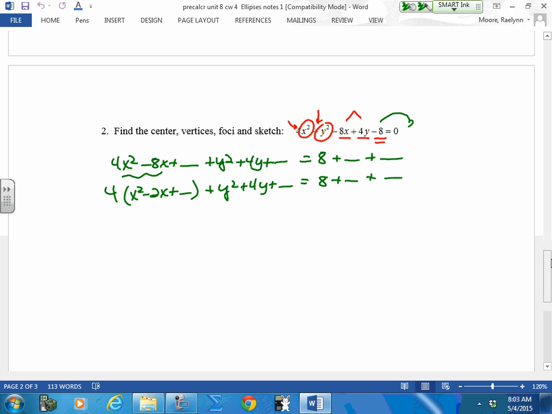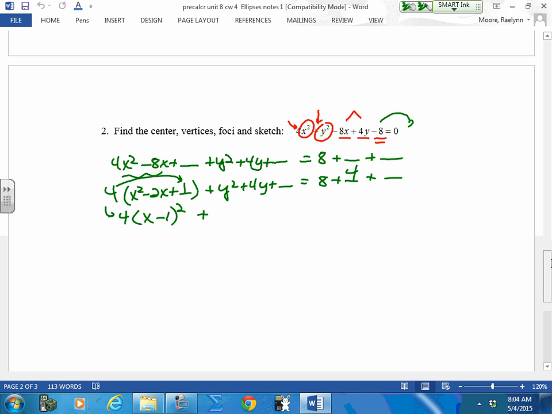So now, what's half of negative 2? Keep this 4 down here. What's negative 1 squared? 1. But to bring this out of this parenthesis, I have to multiply by 4. So what's 4 times 1? 4. That's what goes over here. He's stuck in that parentheses. If I need to get him out, I need to multiply him by 4. Technically, this is 4x squared minus 8x plus 4. That's what makes my perfect square.